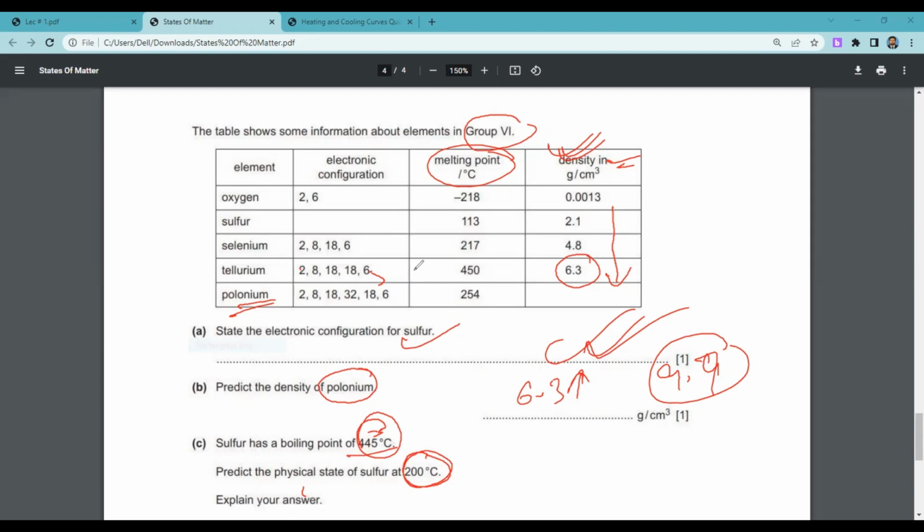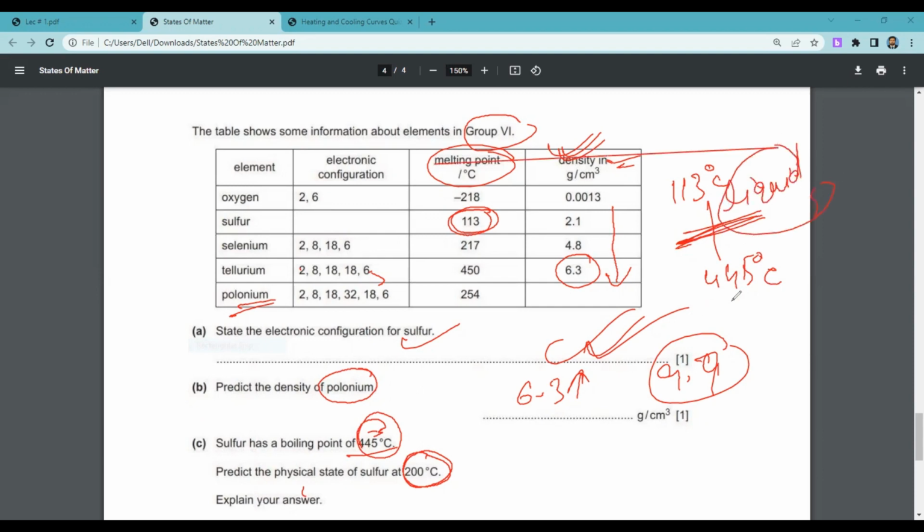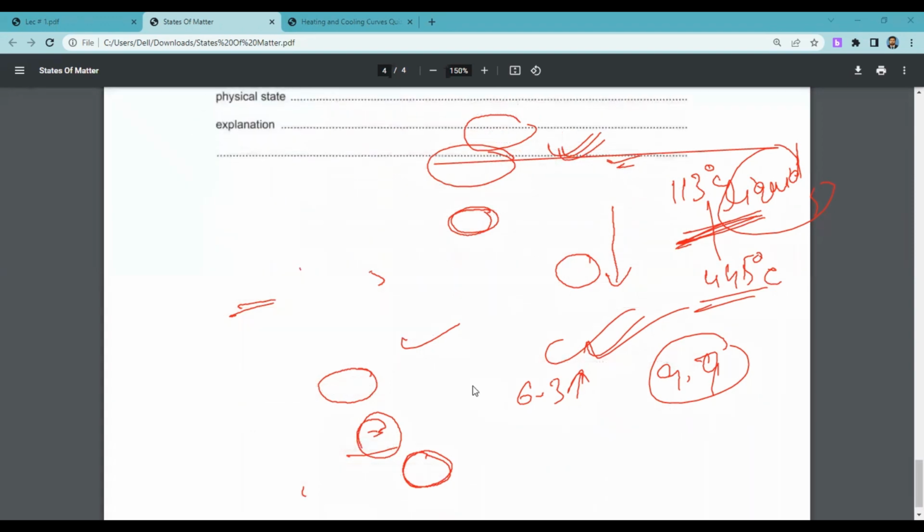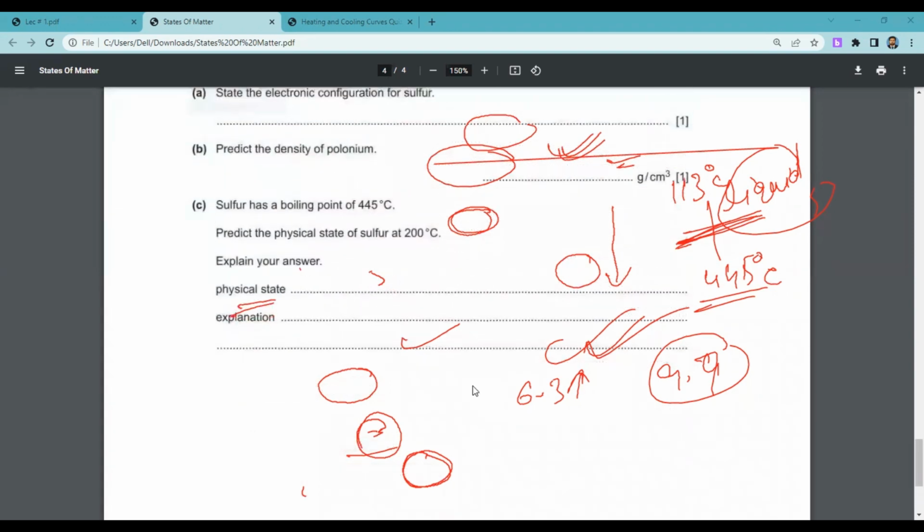You can see the melting point of sulfur is 130 degrees centigrade, and its boiling point is 440 degrees centigrade. At this temperature, the substance will exist in the liquid state because its boiling point is higher. I asked this question also during the lecture. This is your physical state and explanation: because its boiling point is higher than 200 degrees centigrade. I hope this is clear.